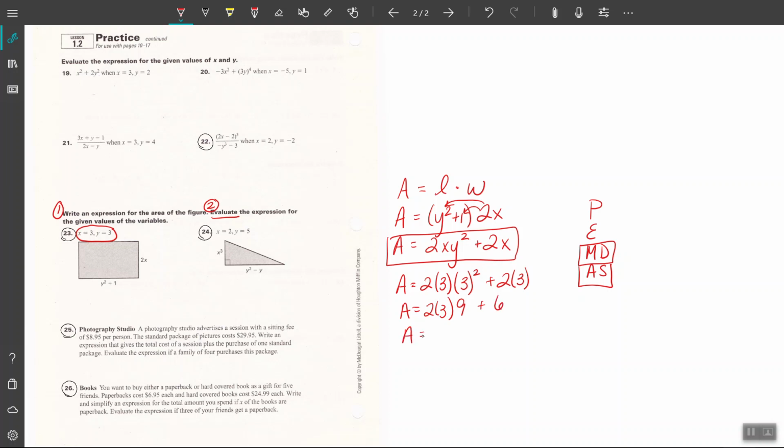And now we've got 3 numbers that just need to be multiplied together. And so that would be 54 plus our 6. It's going to give us 60. We don't have any units here. They didn't give us units for this problem, so we don't need to include that as a label. Your answer is just 60.